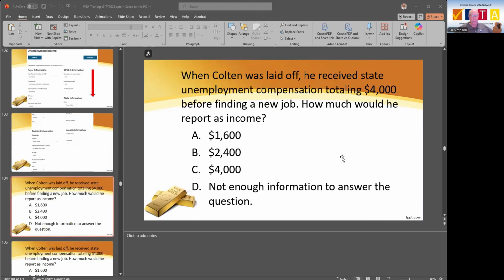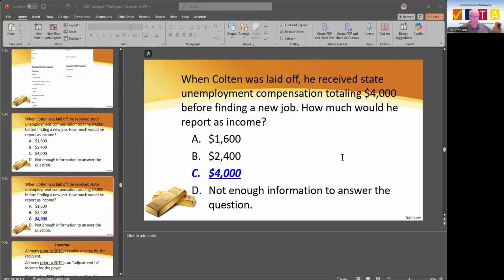So when Colton was laid off, he received state unemployment compensation totaling $4,000 before finding a new job. How much would he report as income? And I think you guys know the answer to this. We talked about what is income. It's everything unless it's specifically excluded. And unemployment is not specifically excluded.